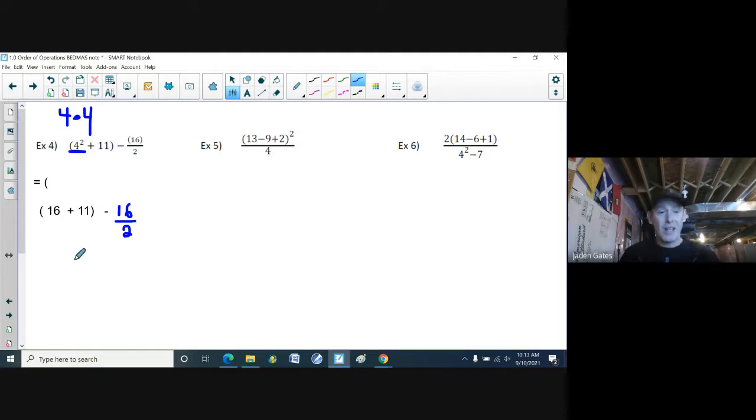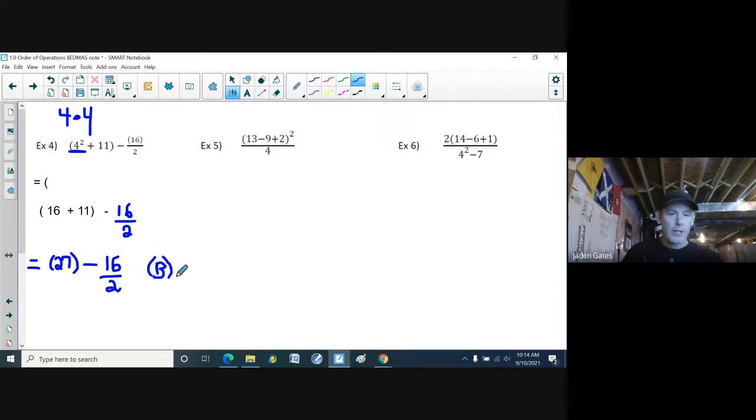I'm still not done. All right, so now I'm going to keep doing the brackets, even though it's addition, but it's inside the brackets. That's the key here. And so 16 plus 11 is 27. All right, but I'm going to keep it in brackets, even though I don't really have to because I finished it off. And then I got minus 16 divided by 2. So because I finished off that brackets, I'm going to put a little b here.